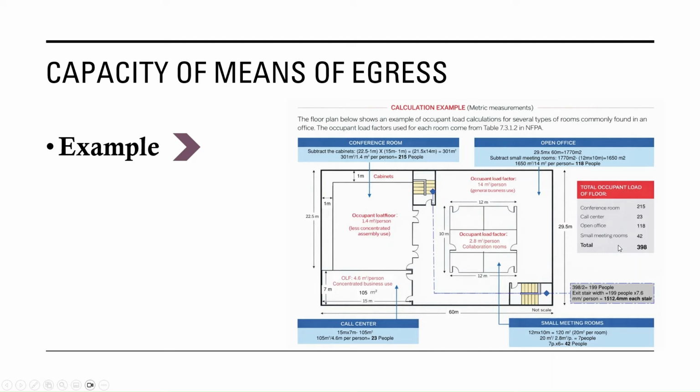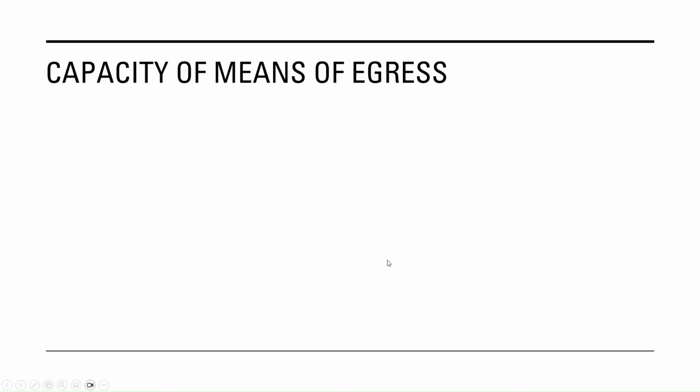Now, the total occupant load could be divided to the available exit stairs here. Using the factor of 7.6 as per the exit capacity factors mentioned in NFPA 101 Chapter 7, we can determine the width of the two exit stairs by multiplying the total occupant load by the exit capacity factor, which is 7.6. Each exit stair will be 1512.4 millimeter for each of them.